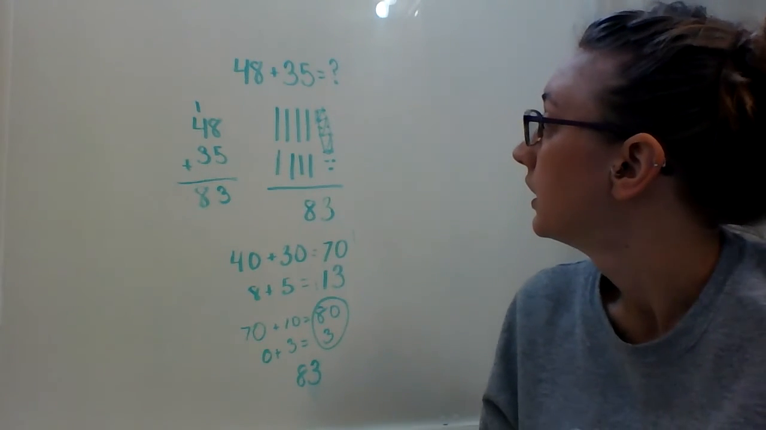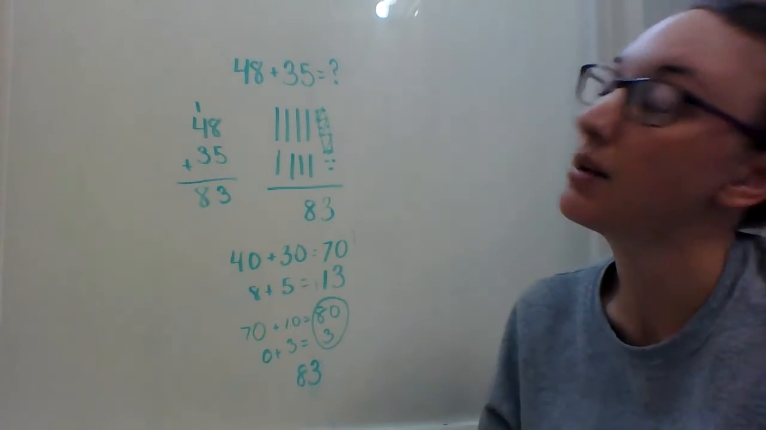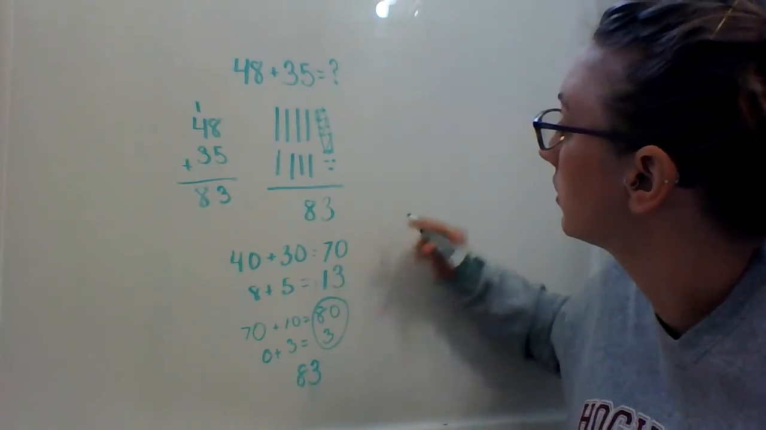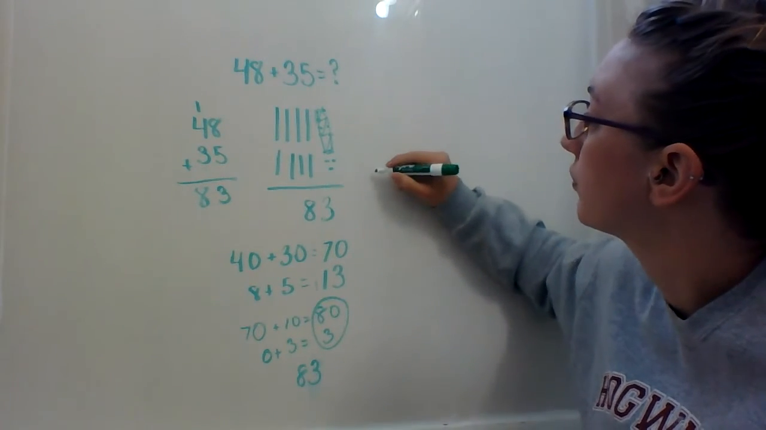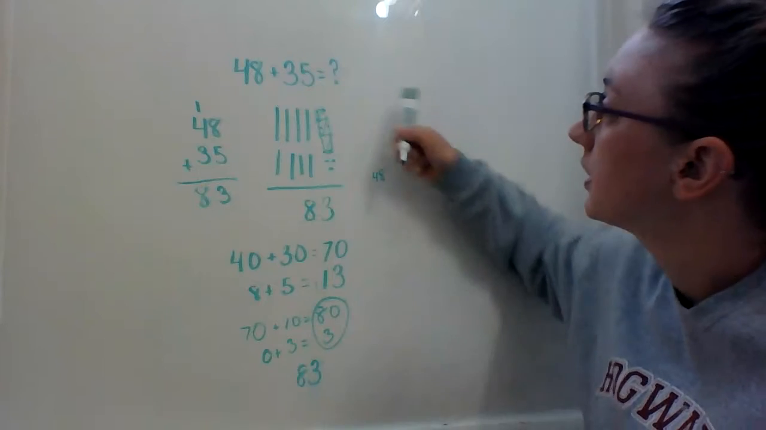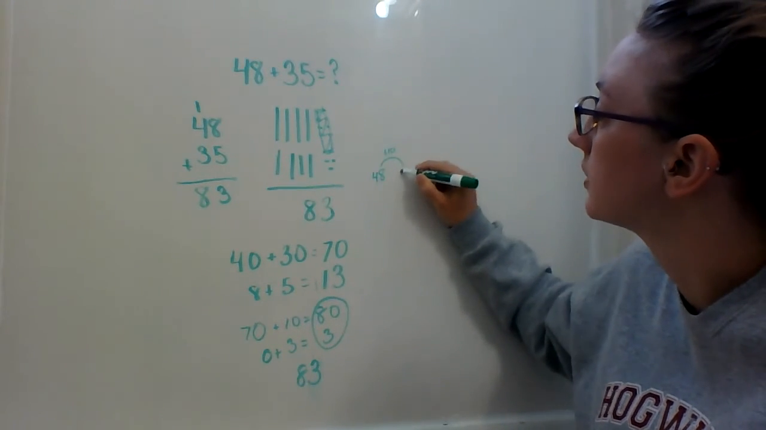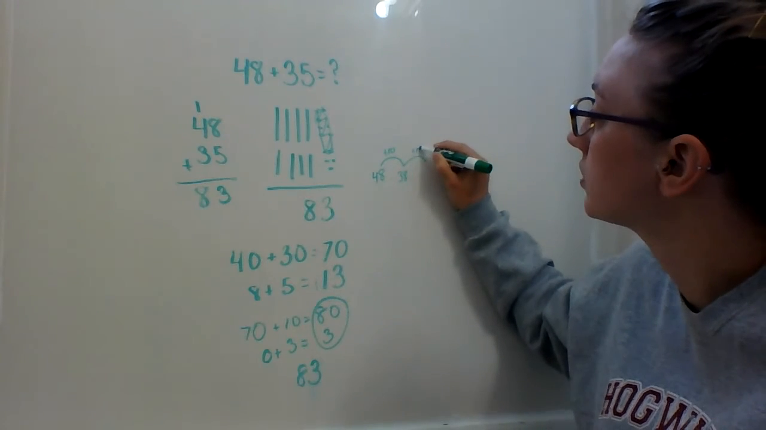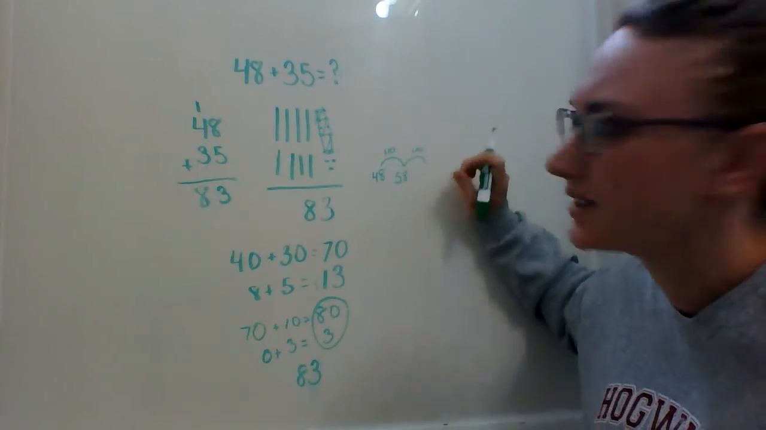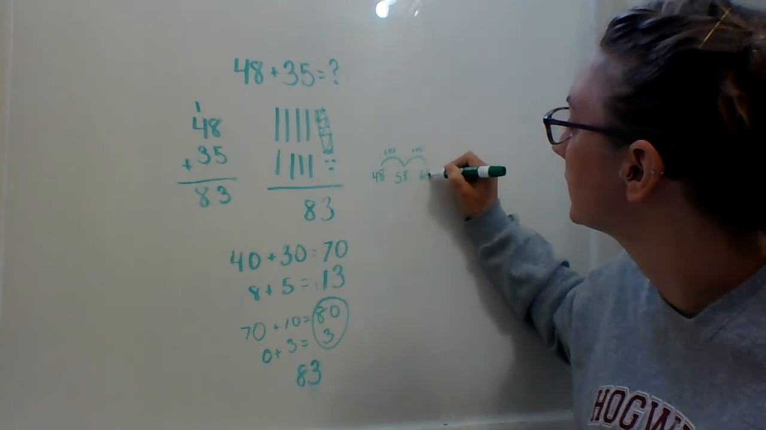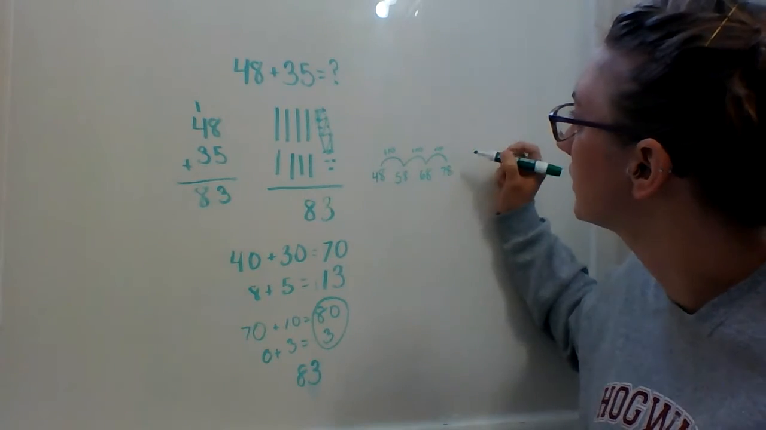Can you use a number line? Absolutely we can. So let's do a little number line over here. Let's start with 48. I have to add 3 tens. So plus 10 is 58. Plus another 10 is 68. Plus another 10 is 78.